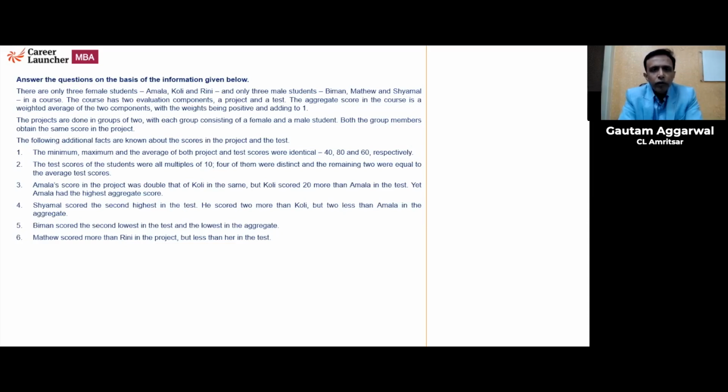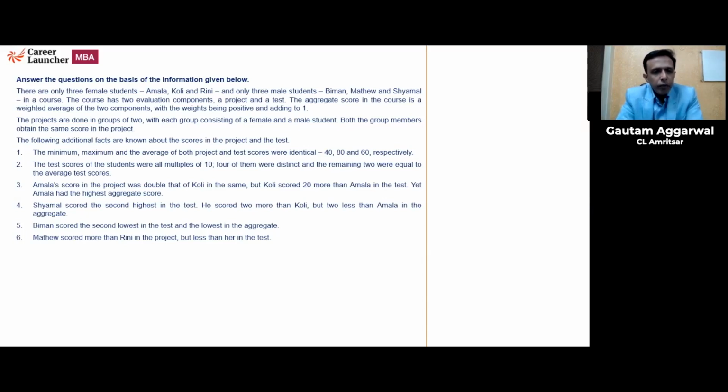The course has 2 evaluation components, a project and a test. The aggregate score has to be a weighted average of the 2 components. That means a certain weight has to be attached to the score of the project, and another certain weight to the score of the test, with the weights being positive and adding to 1. That means the 2 of them have to be given a certain weightage to assess the final score.